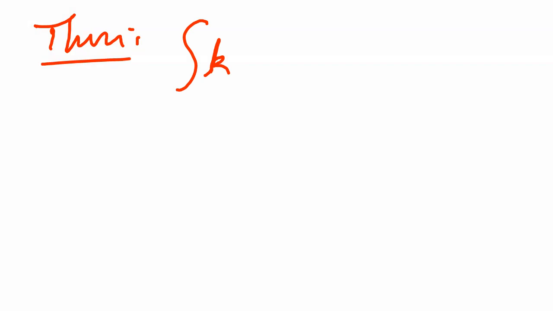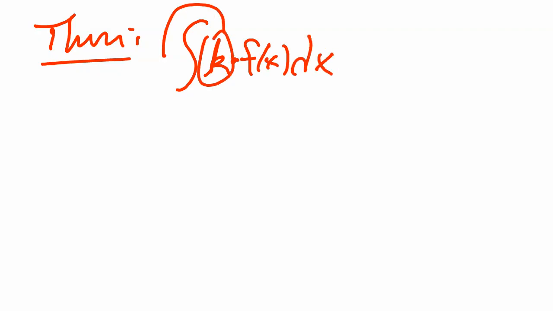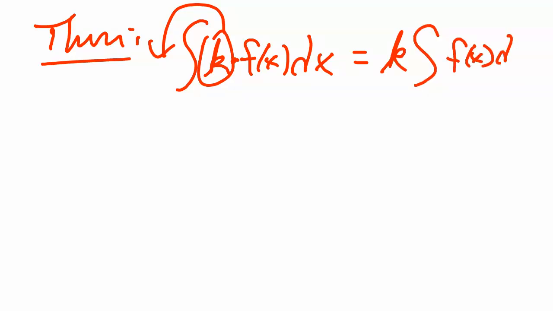So if I have the antiderivative and a couple other theorems, stayed with red. If I have the antiderivative of some constant times a function, a constant times f of x, then what I can do is pull that constant out front, and that would be the same as the constant times the antiderivative of the function. And so let's look at a quick example of this.